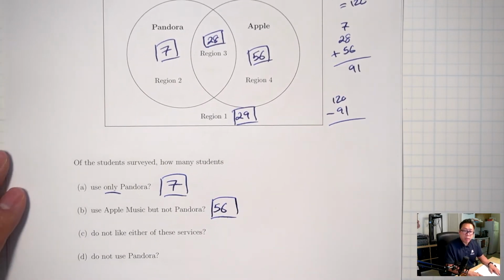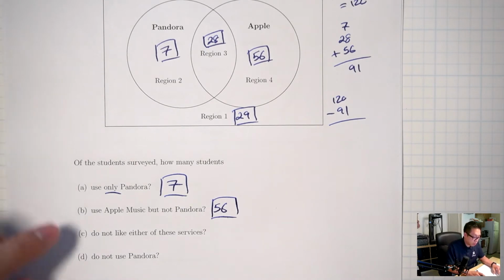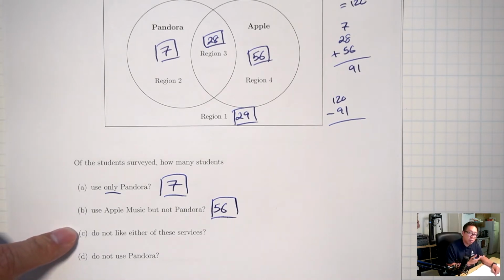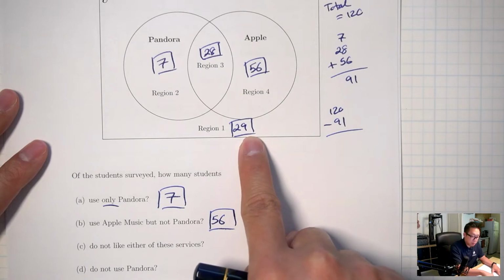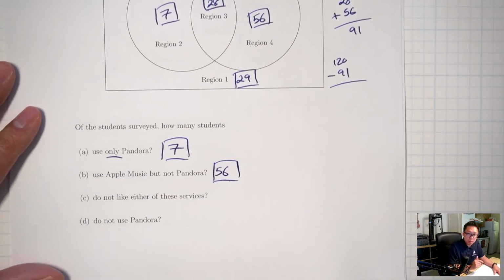Part C, how many people do not like either of these services? So if you don't like something, you're outside of all the circles. So how many people are outside of both circles? 29. So 29 is not in either circle.